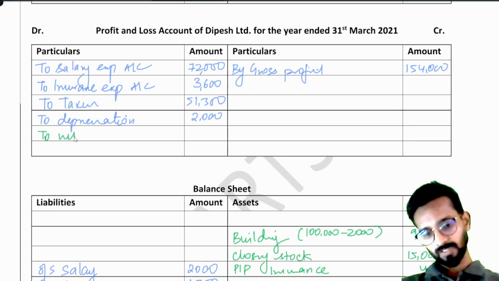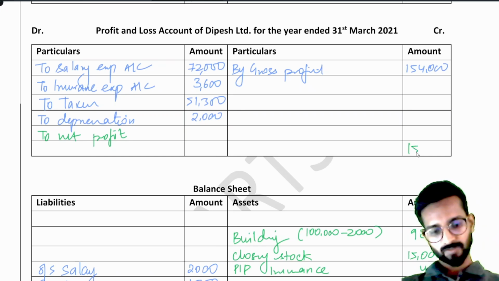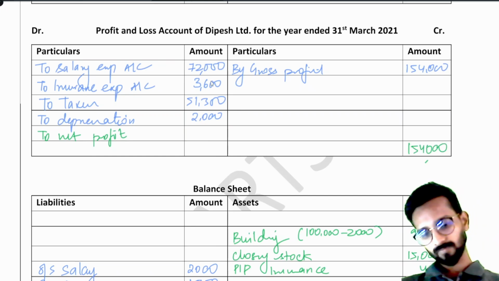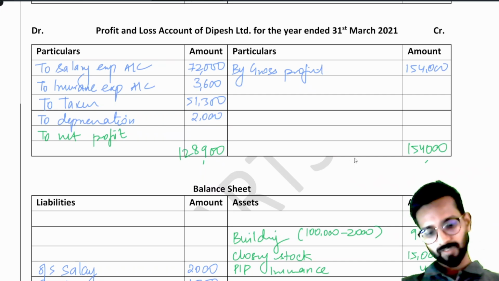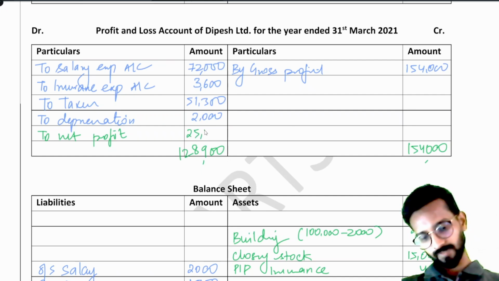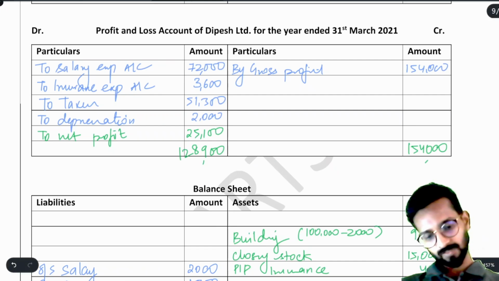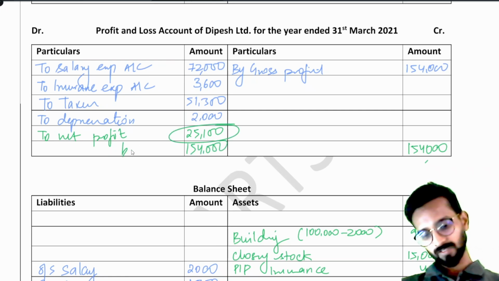Now after this, we can calculate the net profit. To net profit, total is 1,54,000. The other side adds up to 1,28,900. So how much will come? 25,100 is your profit. This will be 1,54,000. Total will be 154. Understood? This is nothing but our balancing figure.